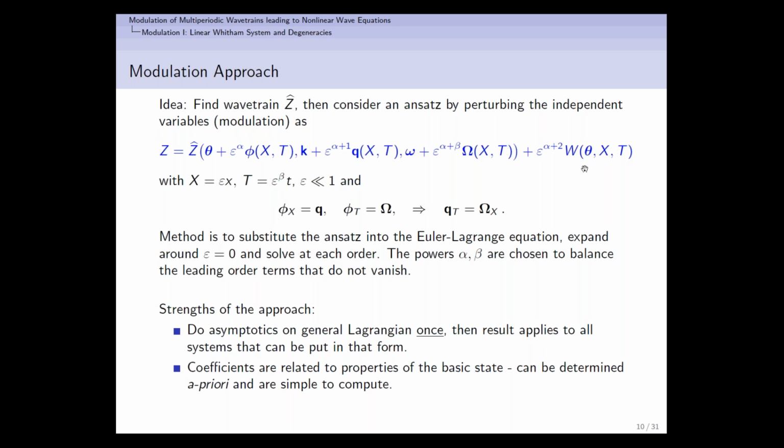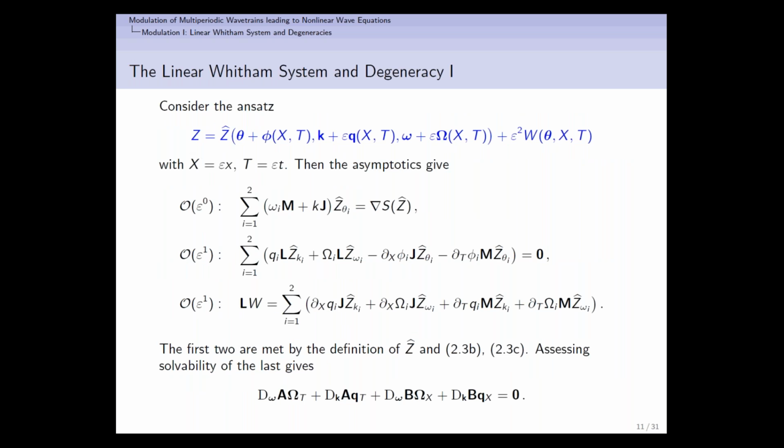conditions are met. Now I'm doing this for a general Lagrangian, so I only need to do these asymptotics once, and this applies to any Lagrangian that can be put in multisymplectic form, as long as all the conditions are met. The other reason is that the coefficients of the emergent equations are all going to be related to projections of the conservation laws, and so I can compute them in advance. The only term that doesn't do that is the dispersion, but I can also compute that in advance using a linear analysis. So the first equation that I'm going to derive, arguably the simplest, is the linear Whitham system.